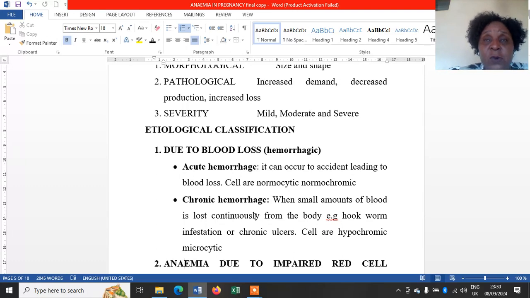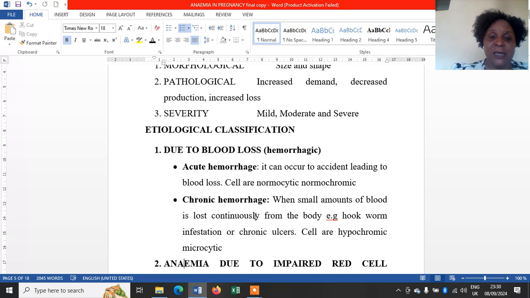We said the heme is the one which gives the red coloration of the red blood cell. So if the hookworm is feeding on the heme, the cell will look hypochromic, light. And because it is the folic acid which helps in the size, growth, and stature of the red blood cells, if the hookworm is feeding on it, the cells won't be able to grow big enough, so they will remain microcytic.